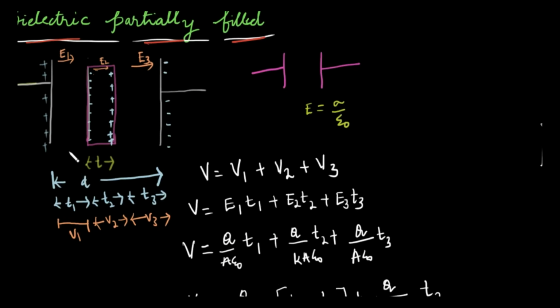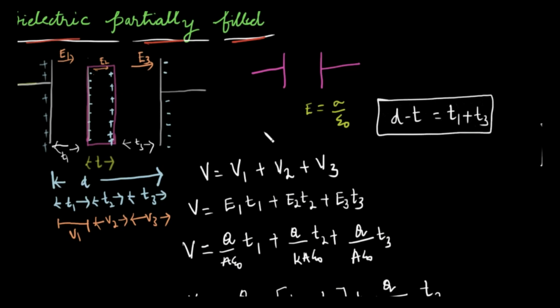If we look at this figure very carefully, this is T1, this is T3. So we can say T1 plus T3 is nothing but D minus T. From the total distance, if I remove the dielectric thickness, that will be equal to T1 plus T3. So I can write D minus T as T1 plus T3.